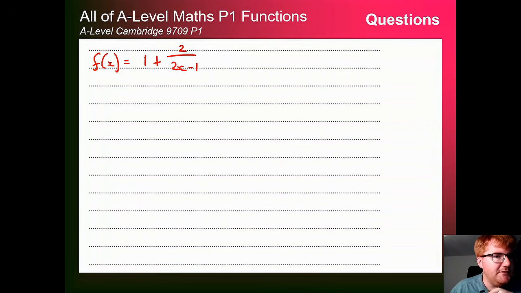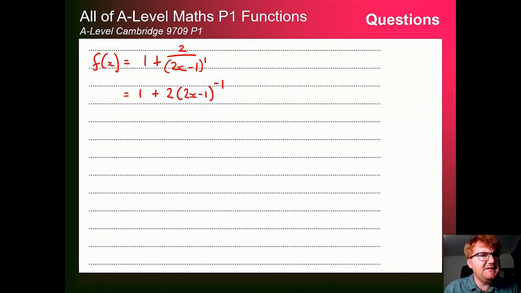Now, before I do that, I'm just going to do a little bit of rearranging here, because we can think of this as 2x minus 1 to the power of 1 in the denominator, and therefore we can rewrite this as 2 brackets 2x minus 1 to the power of minus 1. Indices are really, really important when it comes to differentiation, and this is no exception. Once we've got it written in that form, then we can use our chain rule to do some differentiation.